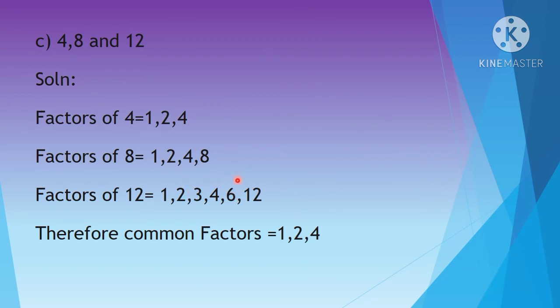Okay, children. So what are the factors of 4? 1, 2 and 4. What are the factors of 8? 1, 2, 4, 8. What are the factors of 12? 1, 2, 3, 4, 6 and 12. Now can you find out the common factors? Yes, right? So what are the common numbers found here? 1, 2 and 4. In 4, 8 and 12 you can find the common factors 1, 2 and 4. Write it down. Is it easy, children? Just learn the tables, then it will be very easy. Okay, now let's see the next problem.